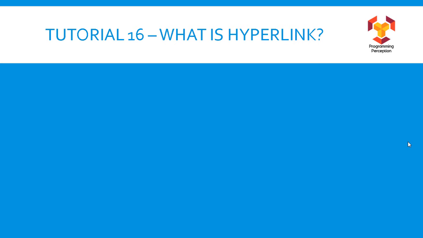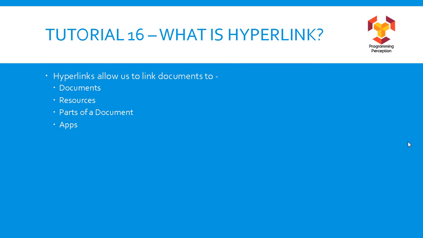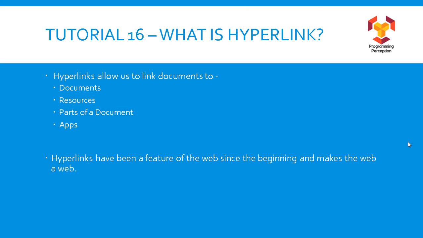This is tutorial 16, what is a hyperlink? Hyperlinks allow us to link documents to different documents, resources, parts of a document or to various apps. Hyperlinks have been a feature of the web since the beginning and make the web a web. Almost any web content can be converted to a link, or web address, or URL.